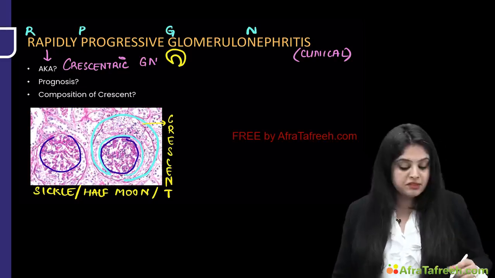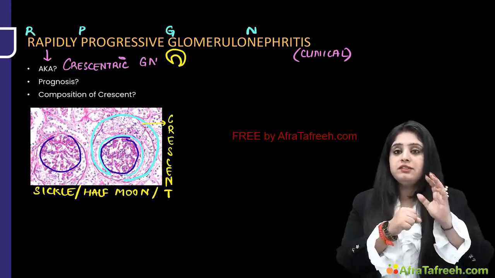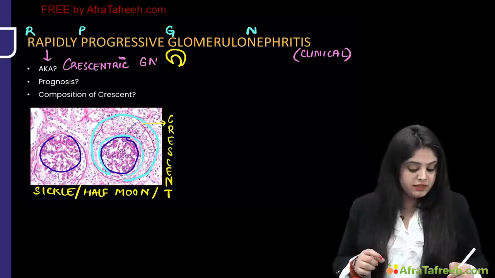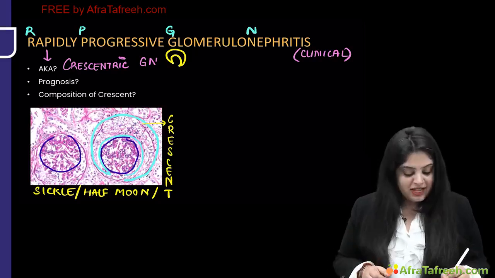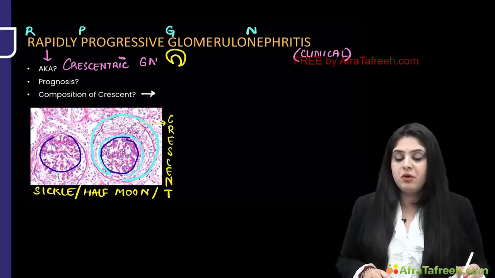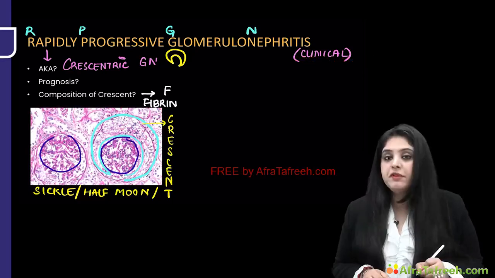The question that comes is that what is the composition? Remember, what was I calling it? I said this is a glomerulus, this is a flap. I was calling it a flap. There's a reason why I was calling it a flap. Not that I want my name to be written in any book. I was calling it a flap because this is composed of flap. That's your mnemonic. So what is a crescent composed of? F for it's made up of fibrin.